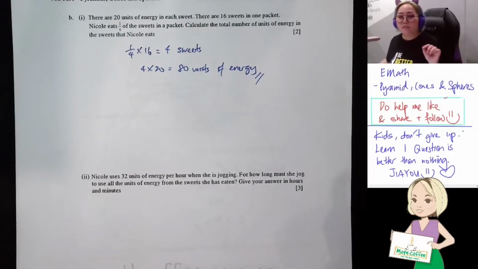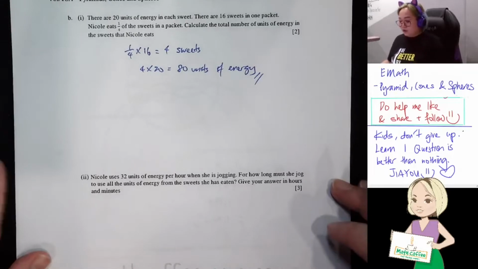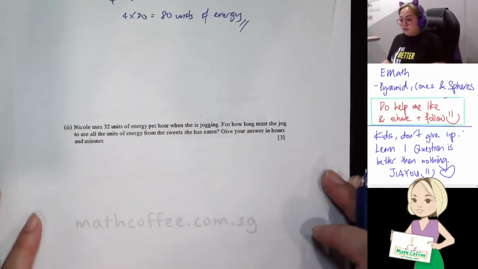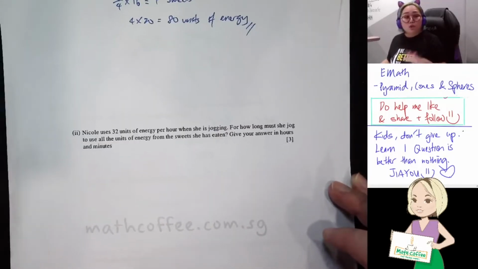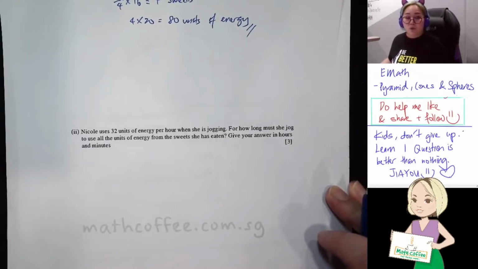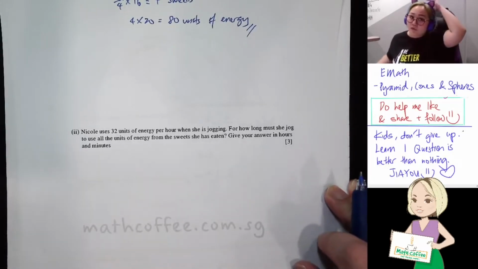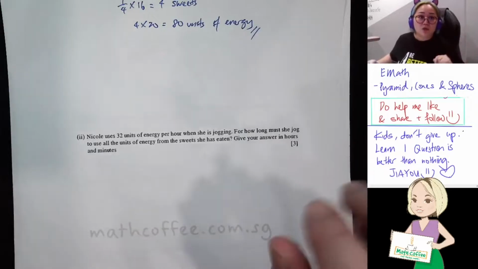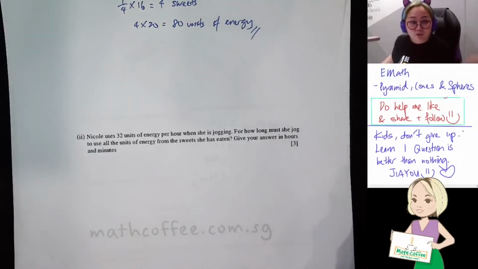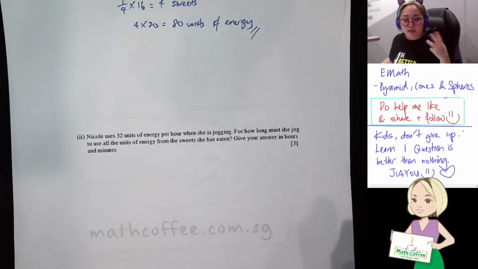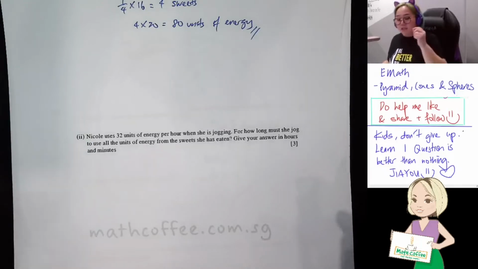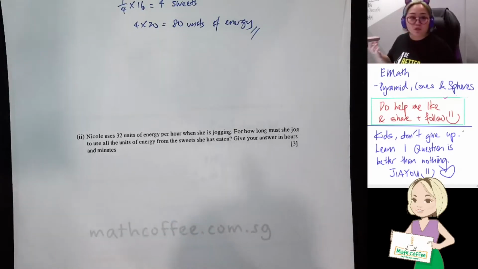Part 2 seems very tough, but actually not to worry. Nico uses 32 units of energy per hour when she goes jogging. For how long must she jog to use all the units of energy from the sweets she has eaten? Give your answer in hours and minutes. Maybe Nico is very scared of getting fat. So she eats 4 sweets and then she wants to go and run and get rid of the calories that she actually got from the sweets.